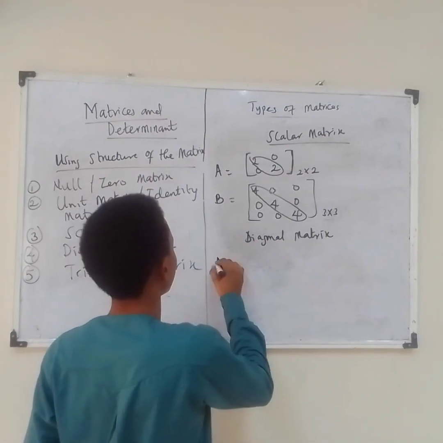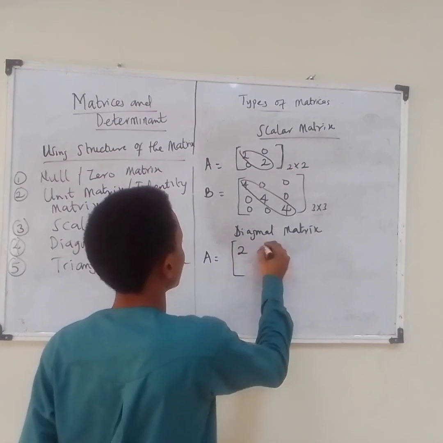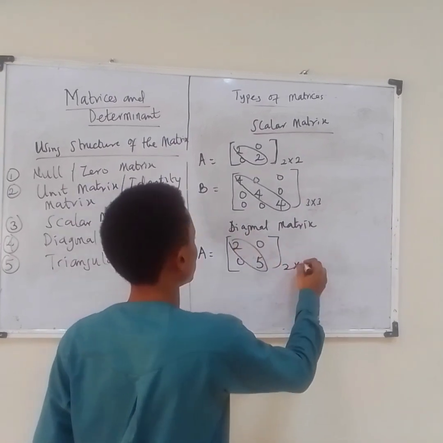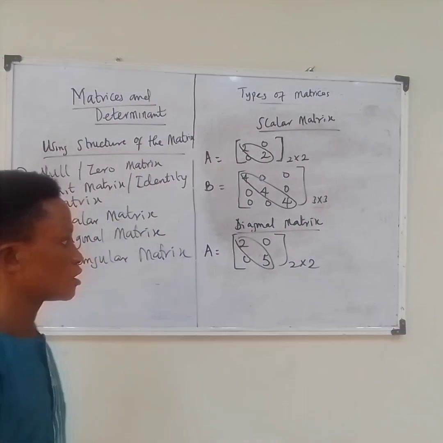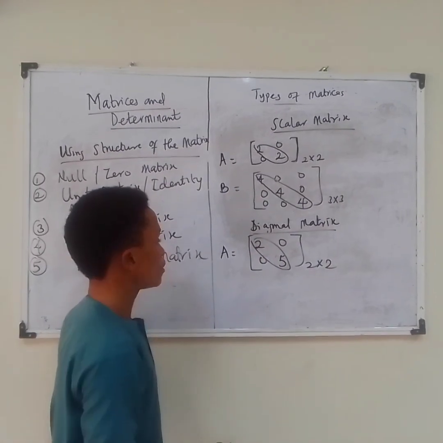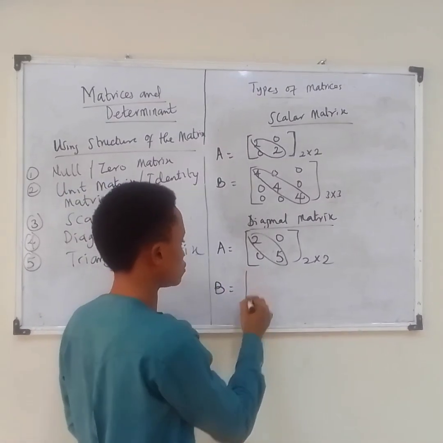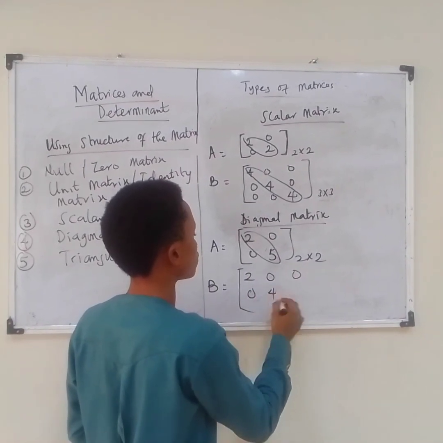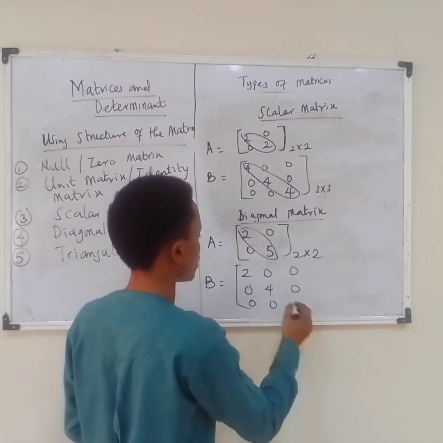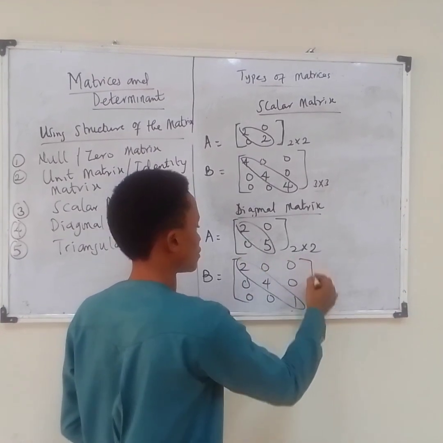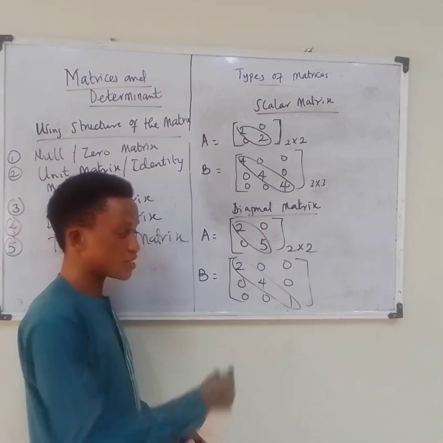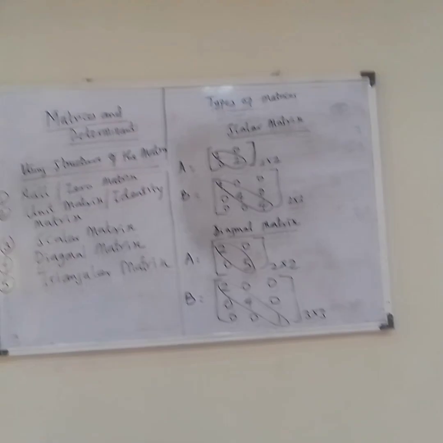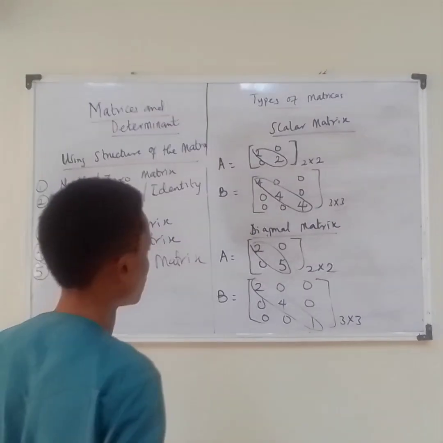Take for instance, matrix A equals 2, 0, 0, 5. Now, what kind of matrix is this? 2 by 2. This is a diagonal matrix. The elements are not the same. We can also use 3 by 3. Let's say 2, 0, 0, 0, 4, 0, 0, 0, 1. What we have in the leading diagonal is 2, 4, 1, so different numbers, in a 3 by 3 matrix.